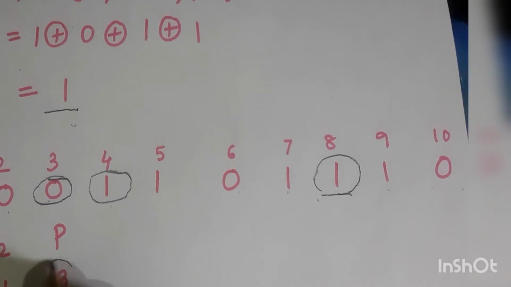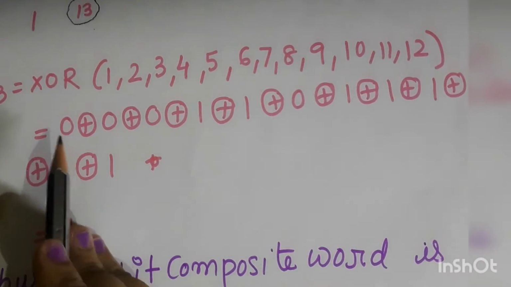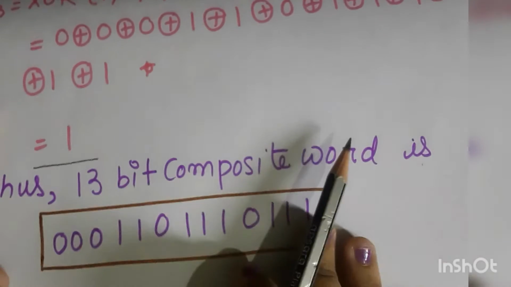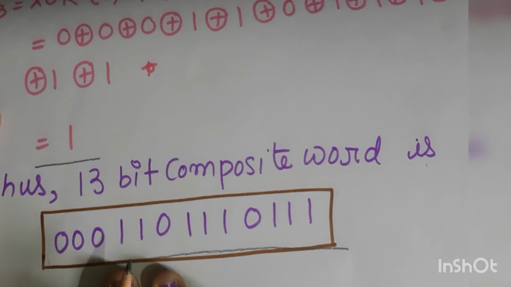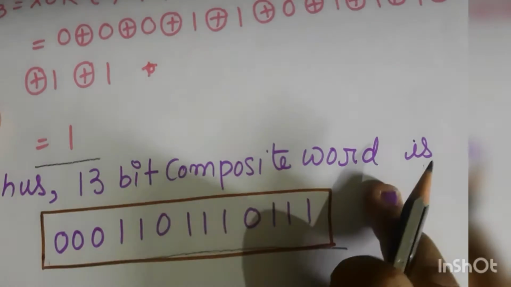Now remains the P13. P13, I evaluated it. It is the XOR of all the 12 bits. Okay. So P13 also coming as 1. Thus the 13-bit composite word, in order to detect double errors and to correct a single error, is this. Hope you got the answer. This has been formed after putting P1, P2, P4, P8 and P13 in the bit length.